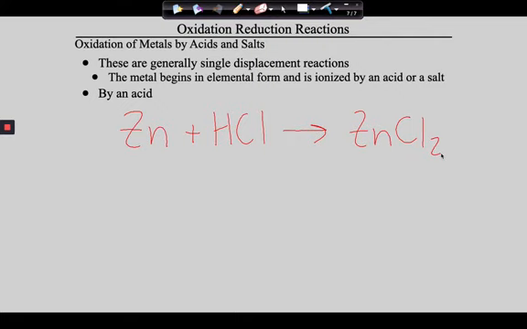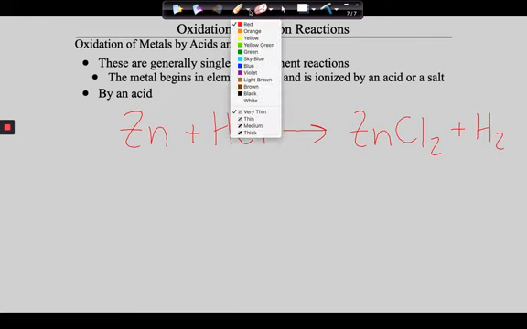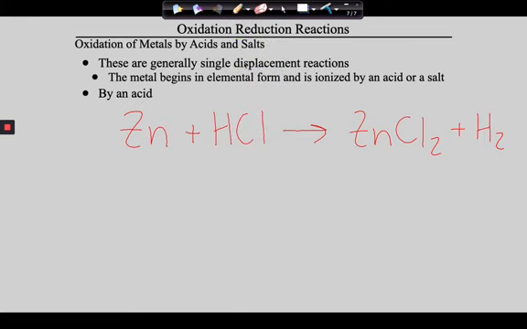And then what happens to the hydrogen? It bonds to itself, and it goes away as a diatomic. So this is the single displacement reaction when hydrochloric acid attacks zinc. But it is also an oxidation reduction reaction. Your challenge is going to be to figure out what is being oxidized and what is being reduced. So to do that, what do we need to know? Oxidation numbers.